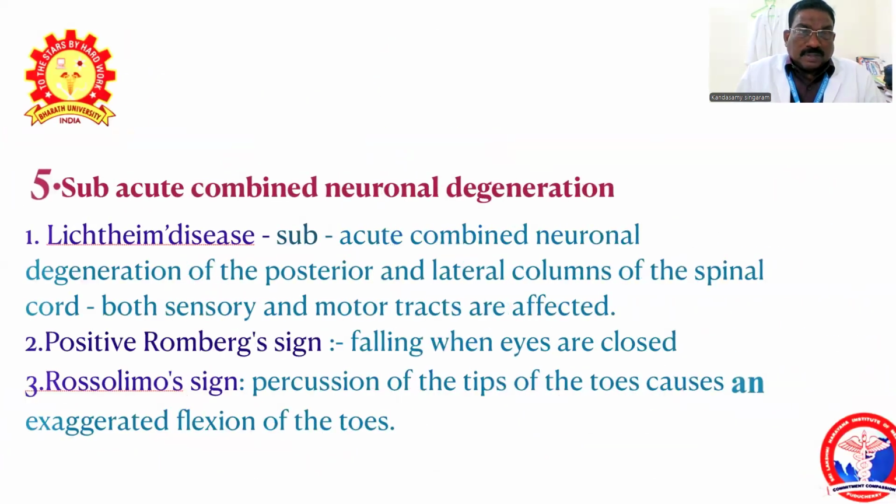Fifth and last, subacute combined neurological degeneration. This is nothing but Lichtheim disease. Subacute combined degeneration of the posterior as well as lateral columns of the spinal cord. Both the sensory and motor tracts are affected.